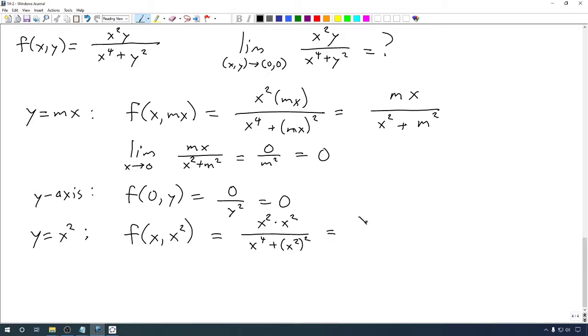So on top we have x squared times x squared, which is x to the fourth. On the bottom we have x to the fourth and another copy of x to the fourth. So we have 2x to the fourths. And we get 1/2. So if we approach along the parabola, we get 1/2 instead of 0. But if we approach along any line, we get 0. So this does not have a limit.